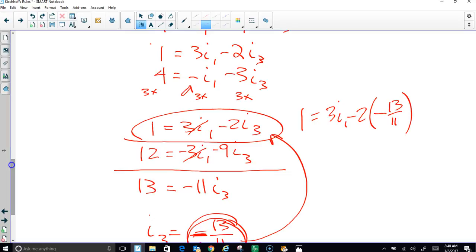So because I got a negative, I know that the current is backwards from what I predicted. It's the opposite. And that's really all it tells you. It's mathematically important for this system of equations.